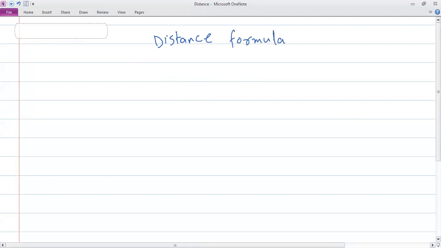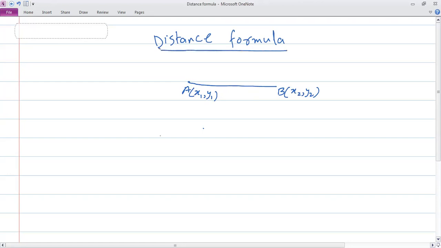Let's suppose you have a line, and there are 2 points. One point is A and the other point is B. Suppose the coordinates of A are x1, y1, and the coordinates of B are x2, y2. You are asked to find the length of the line AB. The length of the line will be the distance between A and B, so for that we use the distance formula.